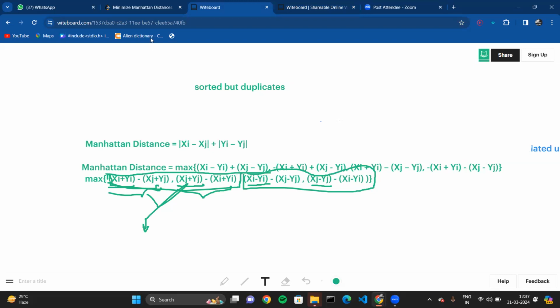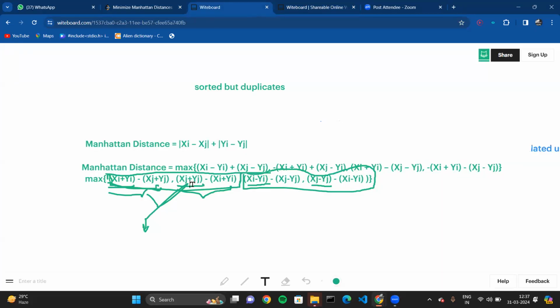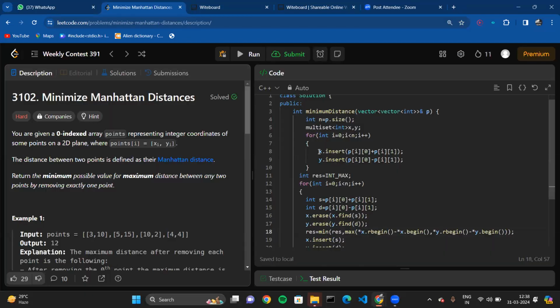We can use this fact to our advantage. We can have two multi-sets, one for the sum and the other for the difference, because a Manhattan distance can be of the type xi minus yi minus xj minus yj, or xi plus yi minus xj plus yj. So I will try and store all possible xi plus yi and xi minus yi. So I have two multi-sets and I will insert them. Now the multi-set will have them in the sorted order.